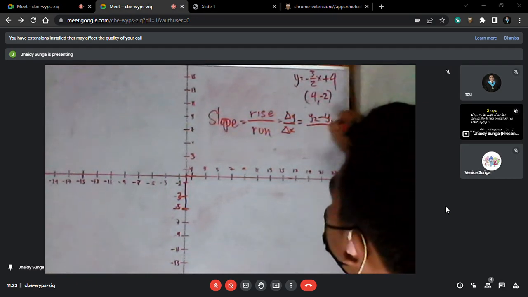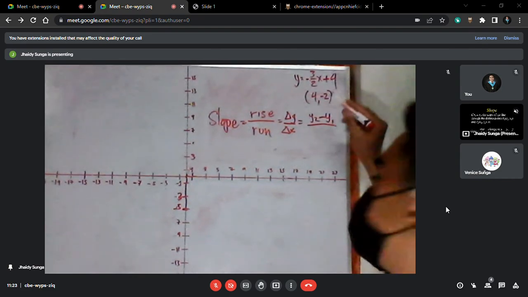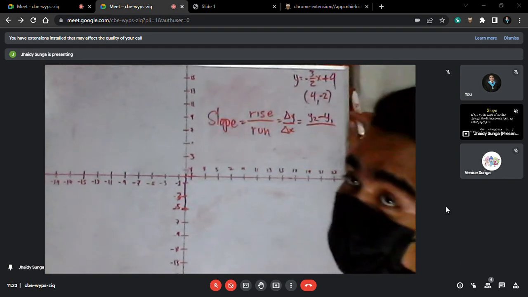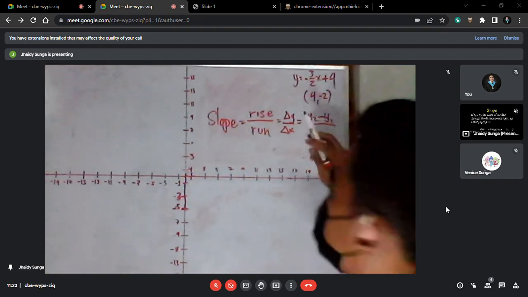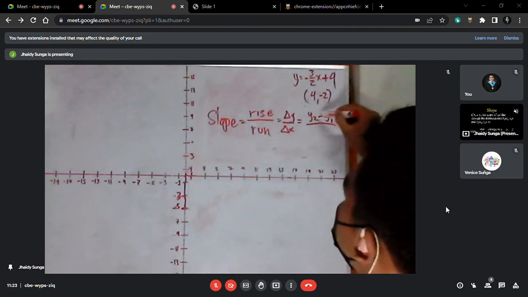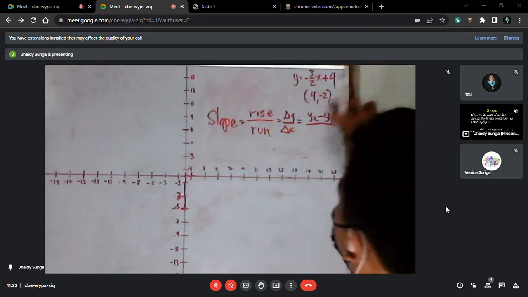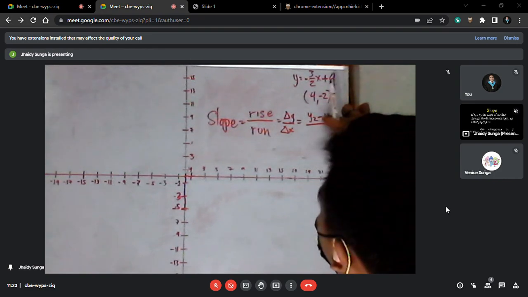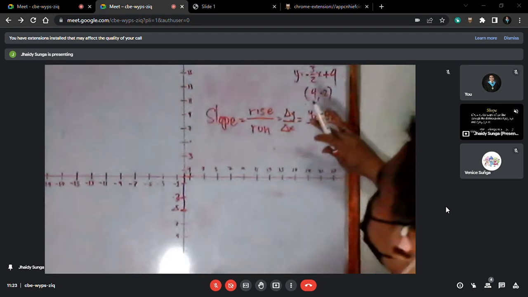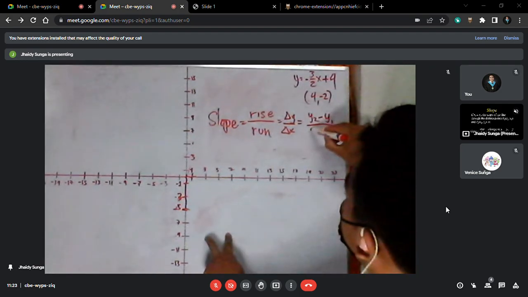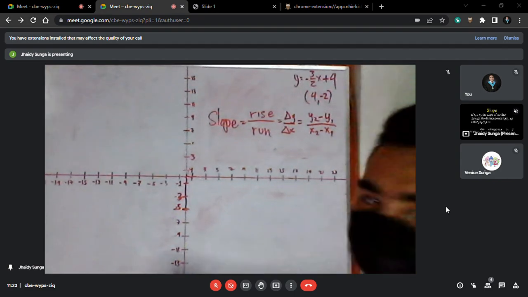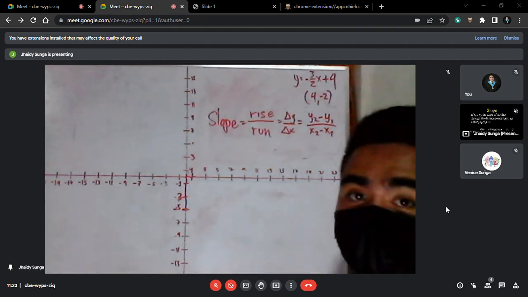Some of you I just saw are interchanging them, putting the y sub 1 first before the y sub 2. That is wrong. The right form is y sub 2 minus y sub 1. And delta x is x sub 2 minus x sub 1. Are we clear with that?